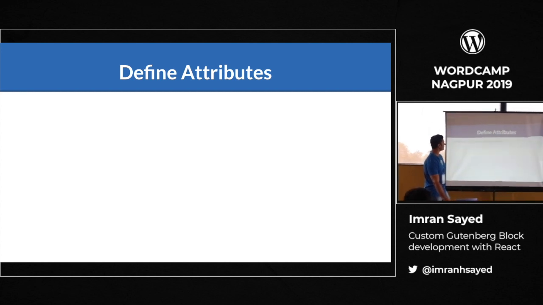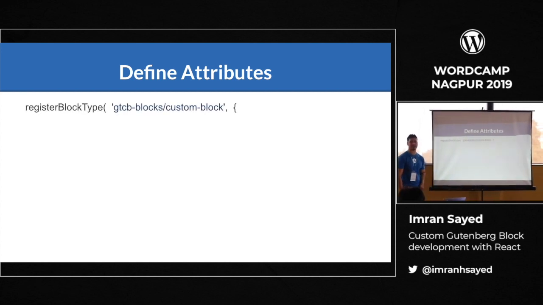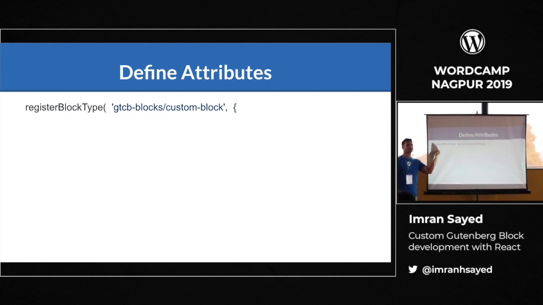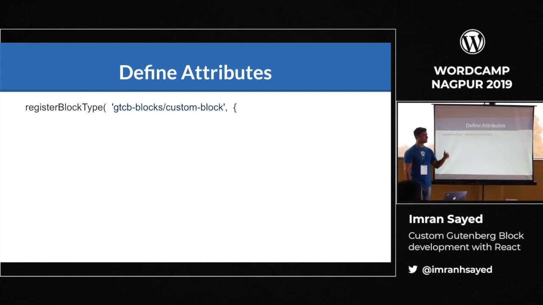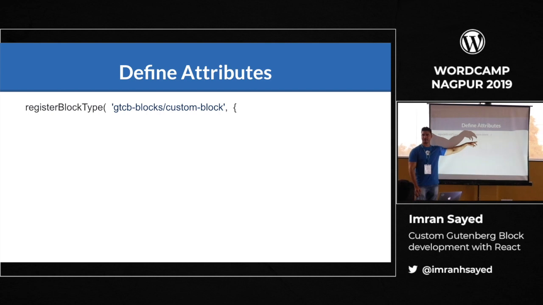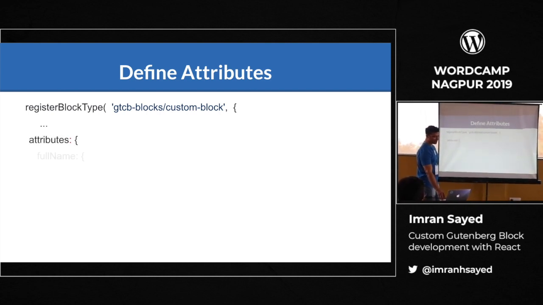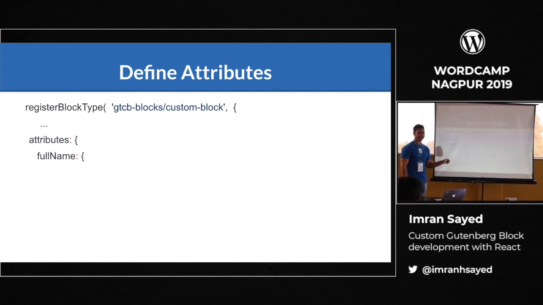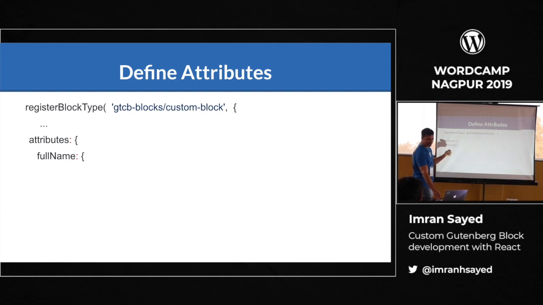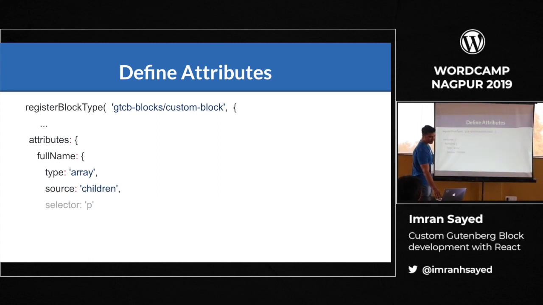So let's define an attribute. Let's go back to our registerBlockType function. This is in JavaScript, and it looks familiar from the time of registration of the block. Inside of the same function, we are going to use attributes. It's nothing but an object of key value pairs. You can put the name as full name; you can choose any name you want. Type is array. Source is children and selector is p.